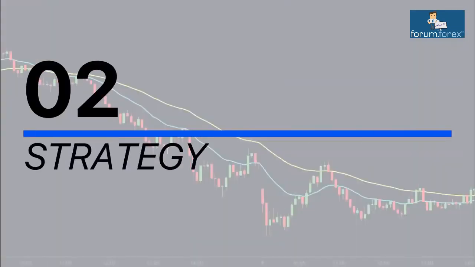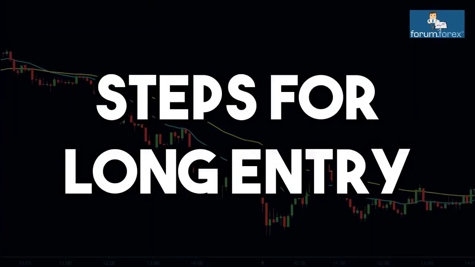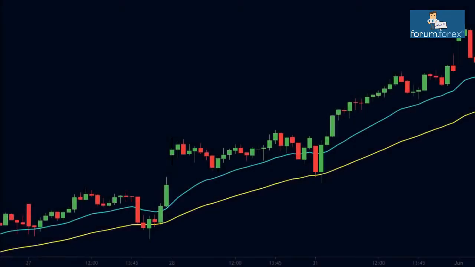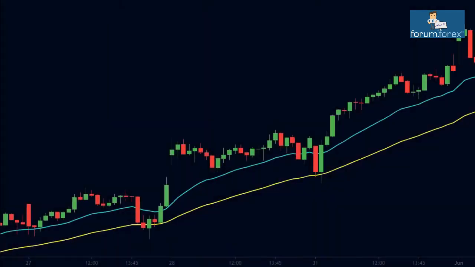So now, let's look at the strategy itself. Let us start with the steps for entering long. The first step is to identify the trend. We will use the moving averages to identify the trend.